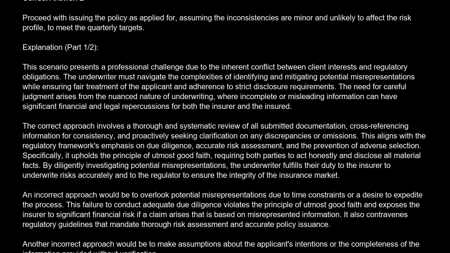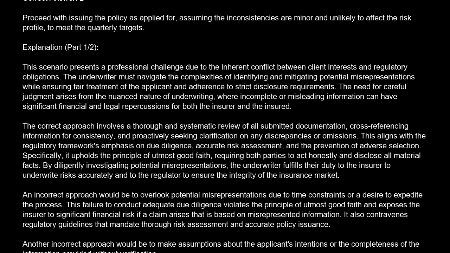The correct answer is B. Proceed with issuing the policy as applied for, assuming the inconsistencies are minor and unlikely to affect the risk profile, to meet the quarterly targets. Explanation. This scenario presents a professional challenge due to the inherent conflict between client interests and regulatory obligations. The underwriter must navigate the complexities of identifying and mitigating potential misrepresentations, while ensuring fair treatment of the applicant and adherence to strict disclosure requirements.